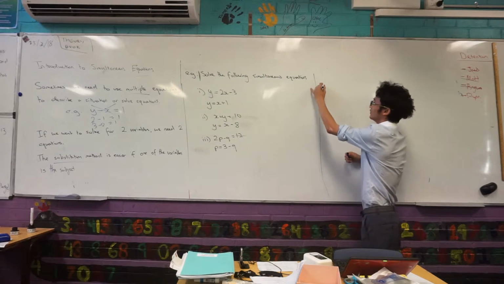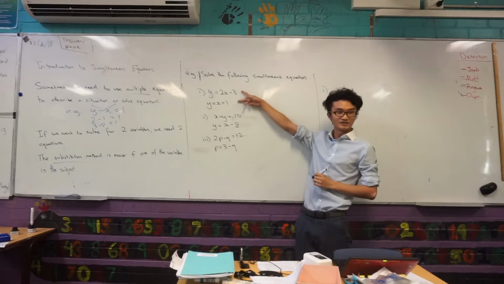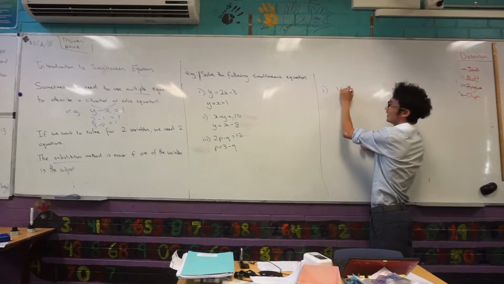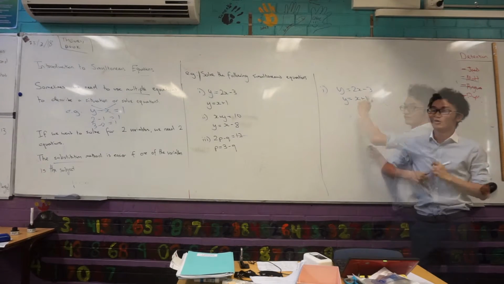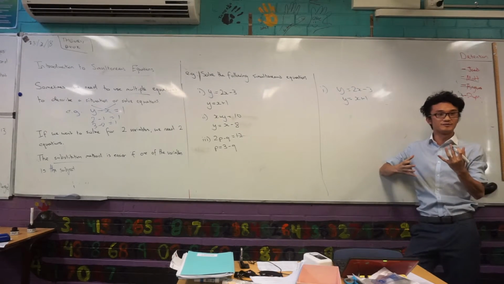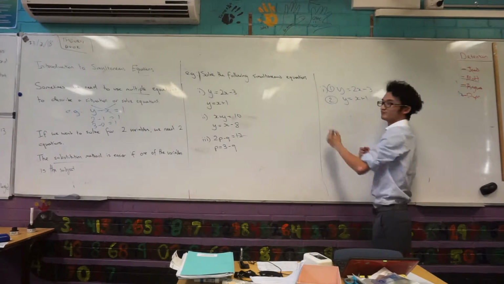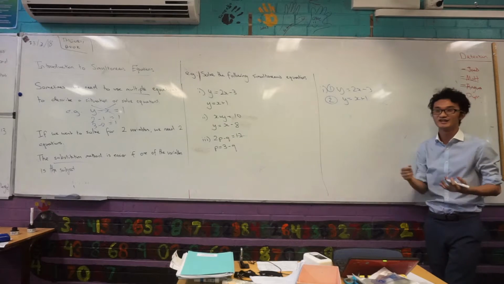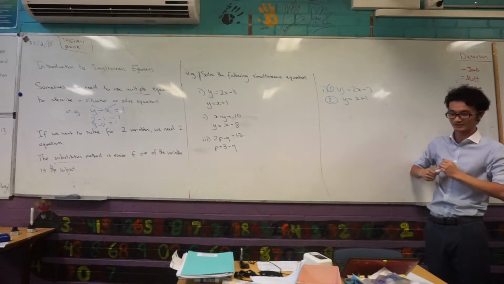So I've got two equations here. That's what I mean by a simultaneous equation. Y equals 2x minus 3, and y equals x plus 1. What do I want to do with these? The first step is I want to label my equations: equation number 1, equation number 2. It's going to make it really easy to reference.